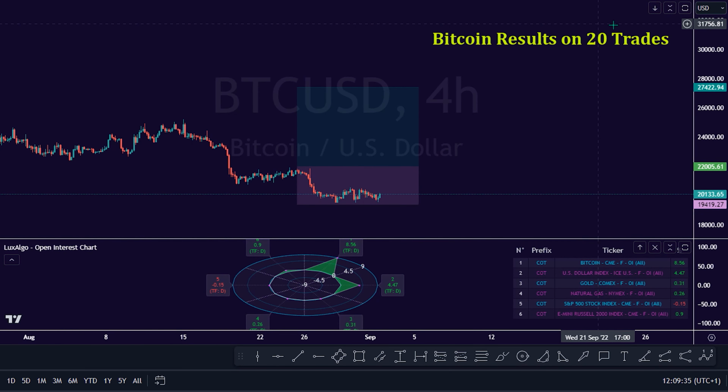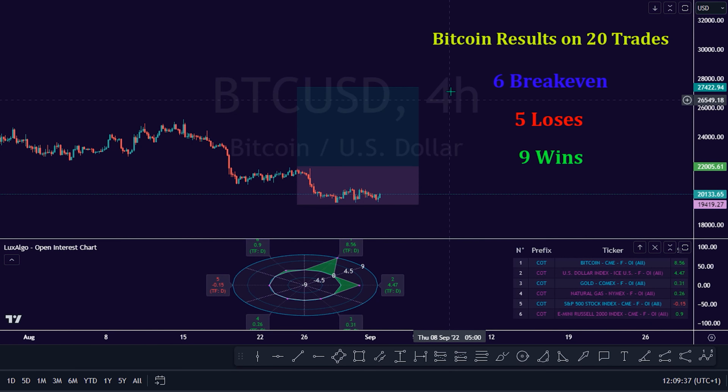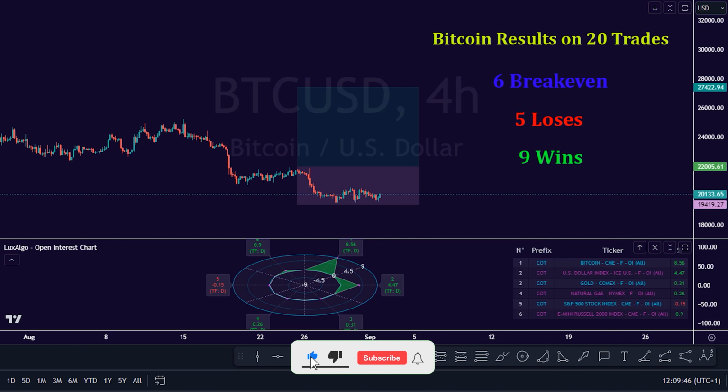This is our trading result after 20 executed trades on Bitcoin. We have 6 break-even, 5 losses, and 9 wins. Time to backtest another 60 trades in the Forex market.